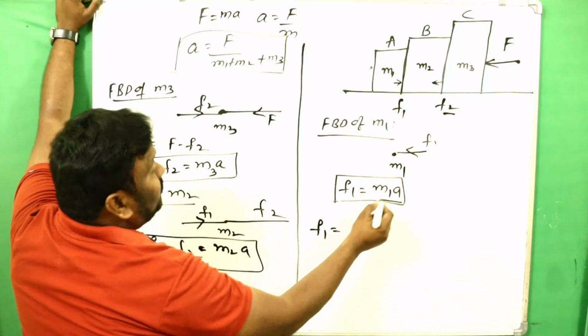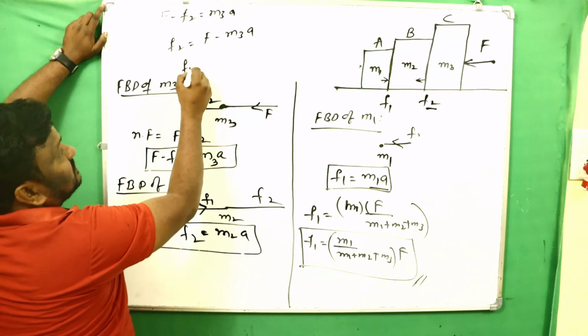The value of a is F by m1 plus m2 plus m3. So we can write m1 times a, where a is F by m1 plus m2 plus m3, or F1 is equal to m1 by m1 plus m2 plus m3 into F. What we need is the value of F2. So what I write is F minus F2 is equal to m3a. Then F2 is equal to F minus m3a.